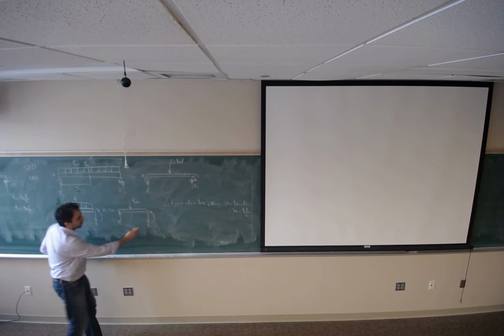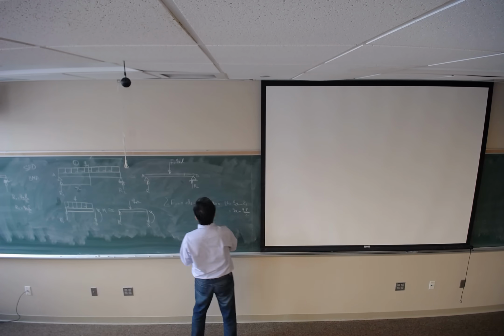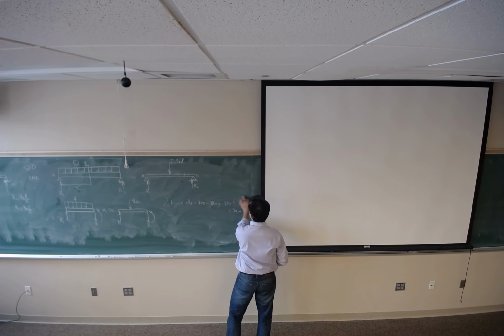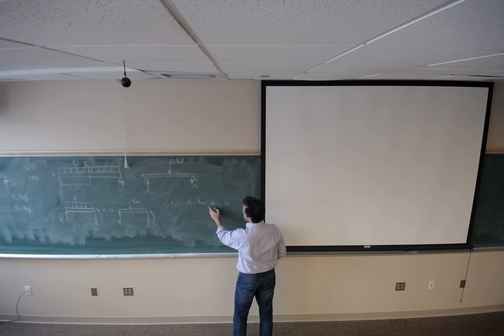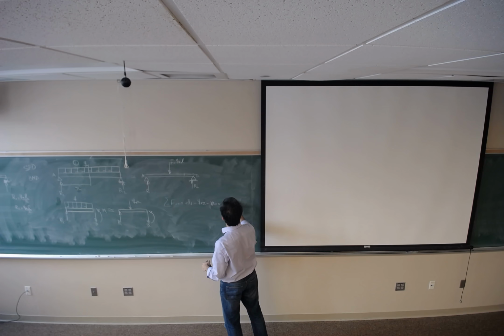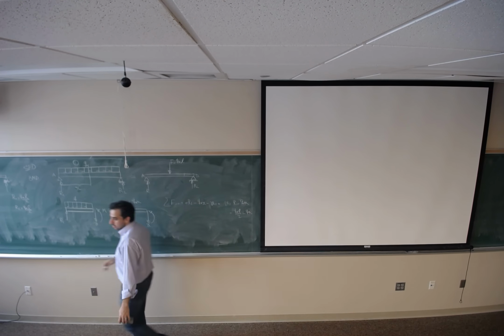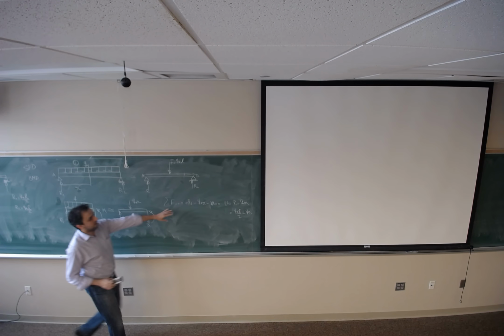My bad. Thanks for catching. V goes down. So V is going to be R1 minus Q times X, or Q times L over 2 minus Q times X. Thanks for catching. Any question on this?